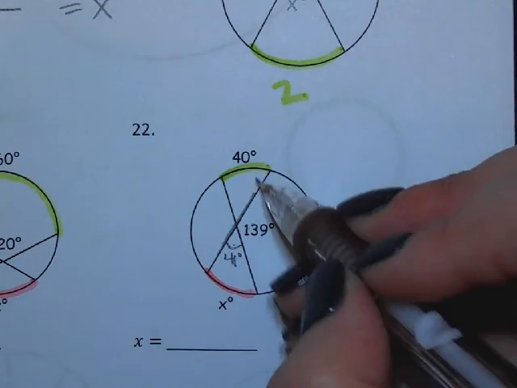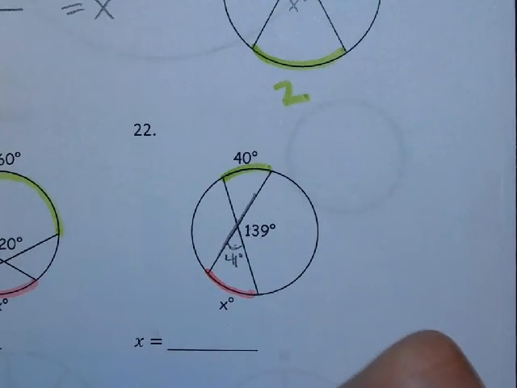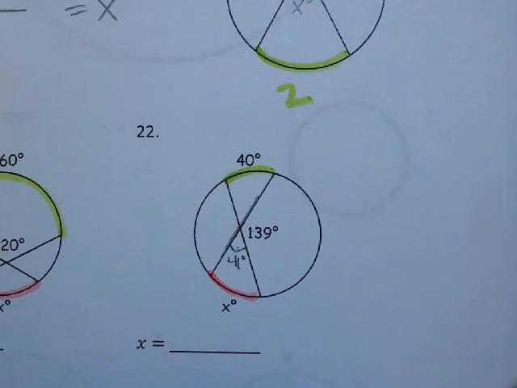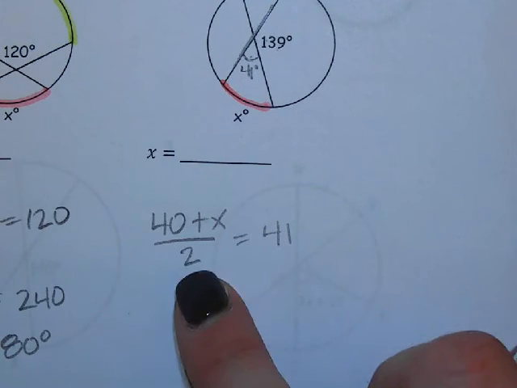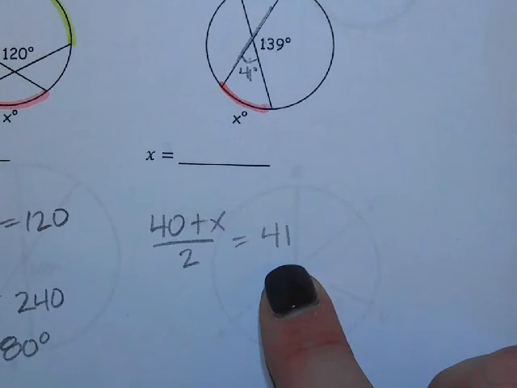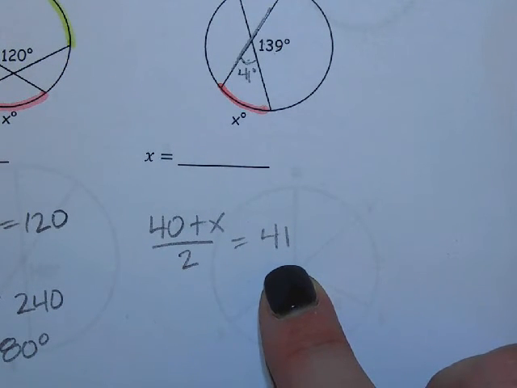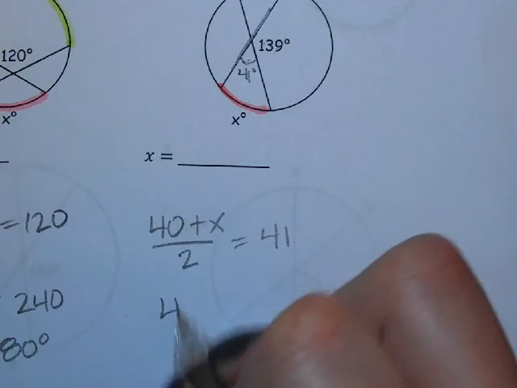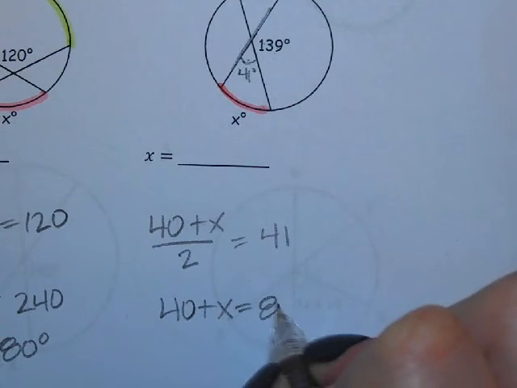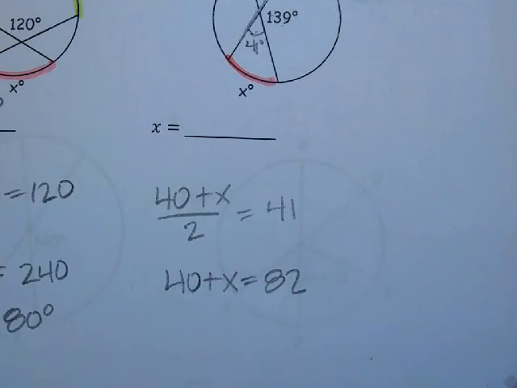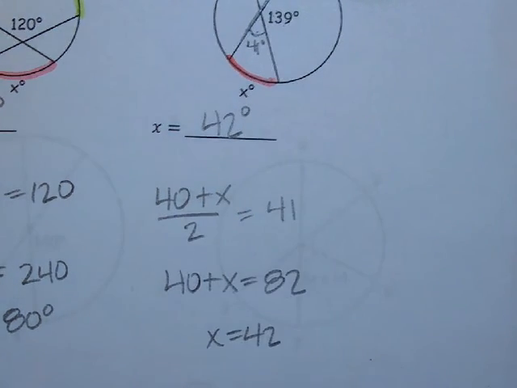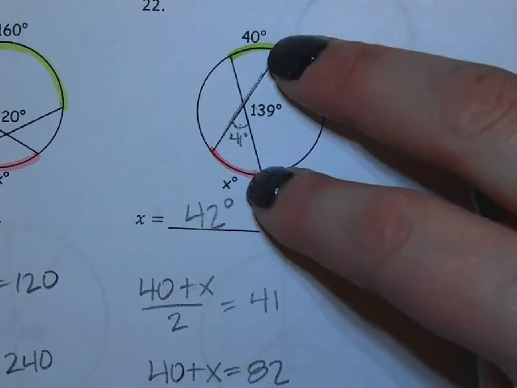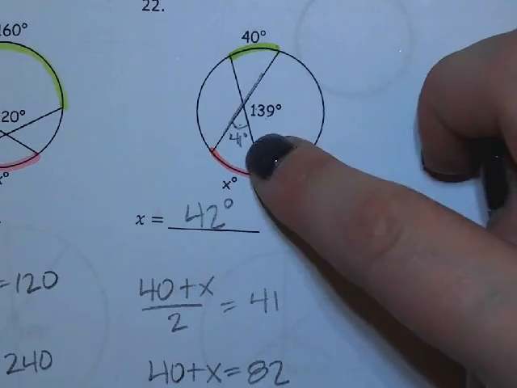Now we can go ahead and say angle 1 plus angle 2 divided by 2 is 41. Okay, and then what do I do? Multiply the 2 over. And then you subtract that 40 and get x equals 42. Yep. So 40 plus 42 divided by 2 is 41.